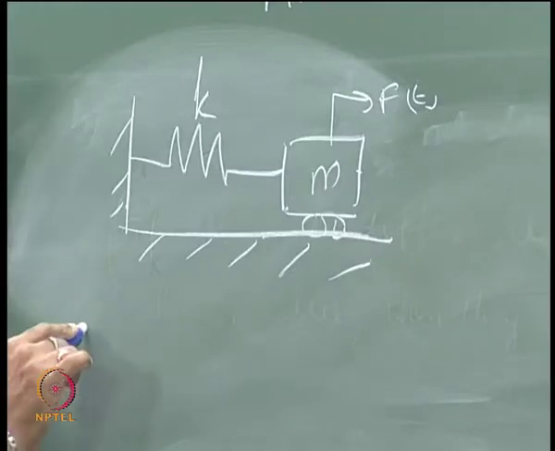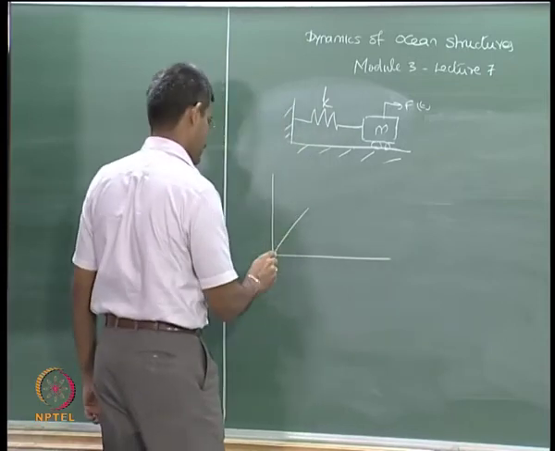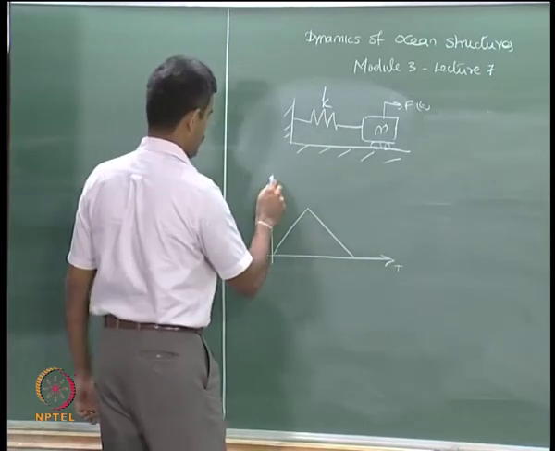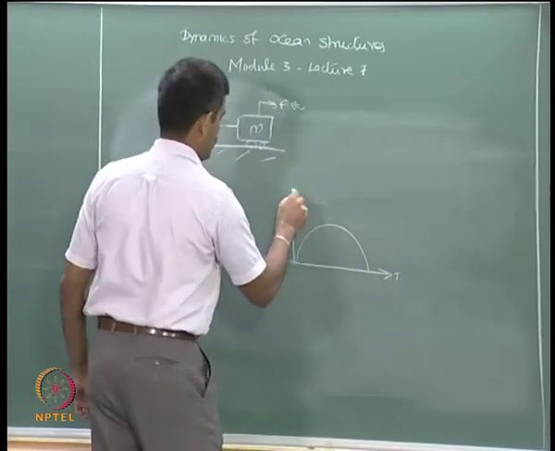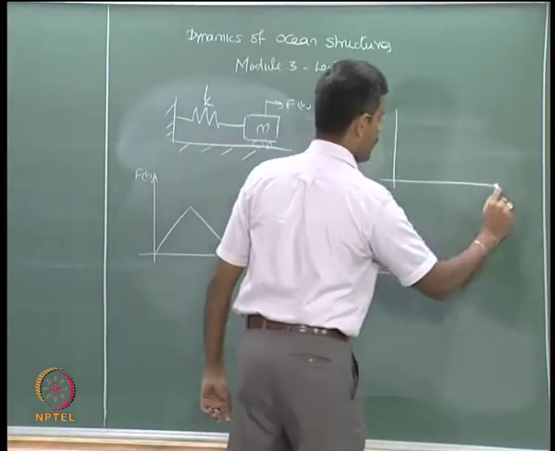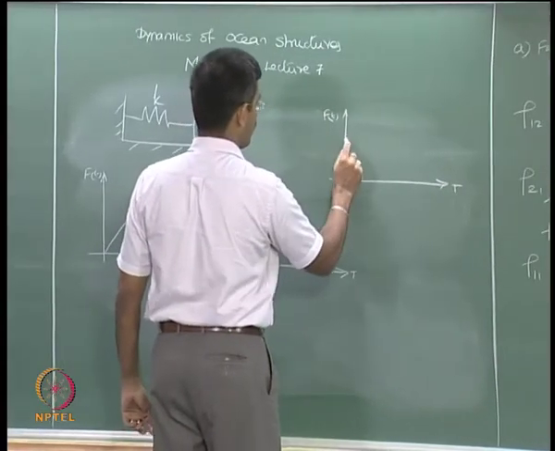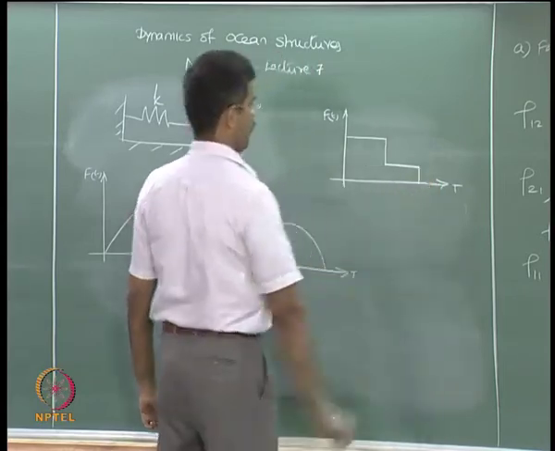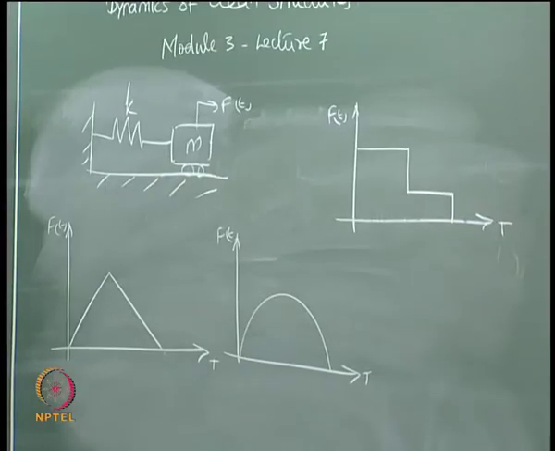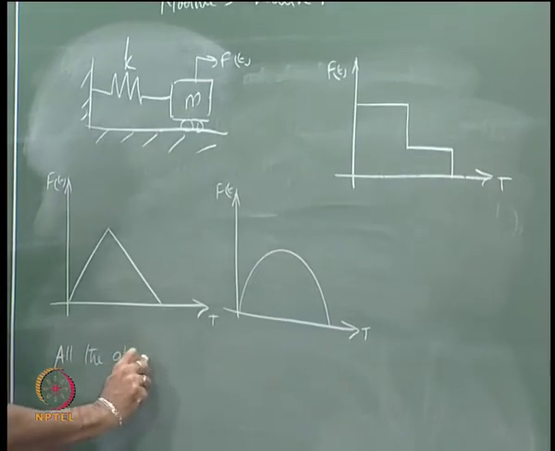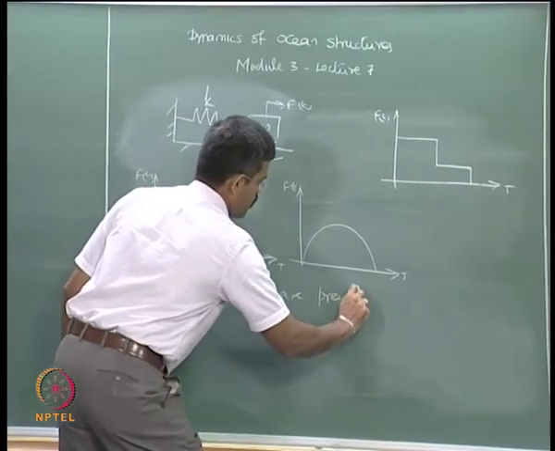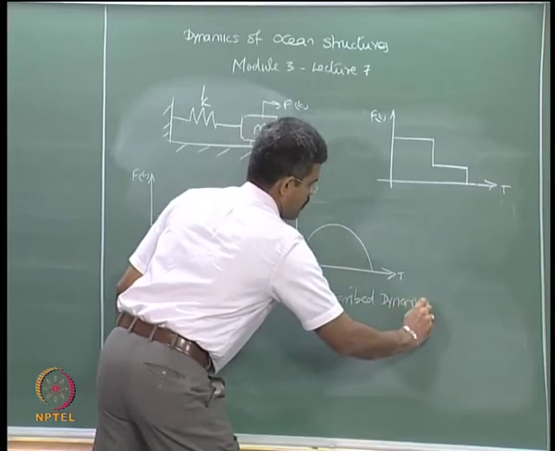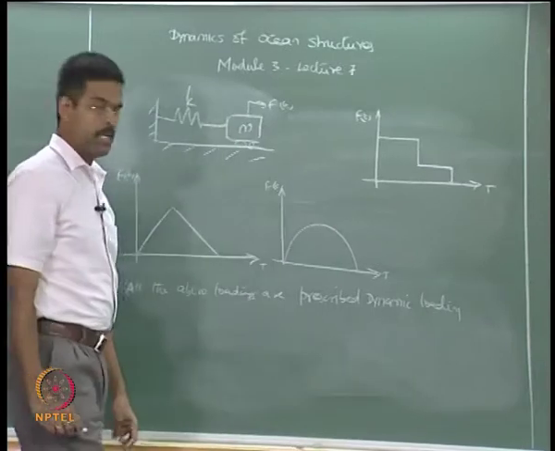Now f of t can be any one of the following. Many examples of this order. All the above loading are prescribed dynamic loading. You already know what is a prescribed dynamic loading, because the time history of the loading is completely known.